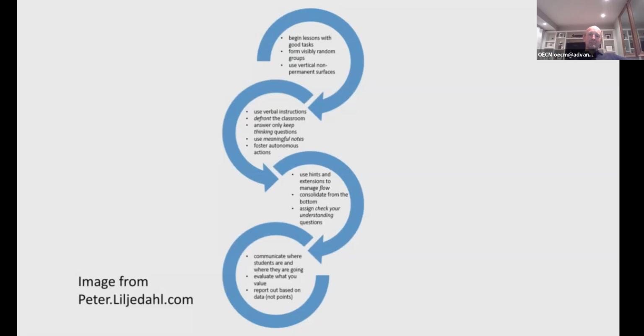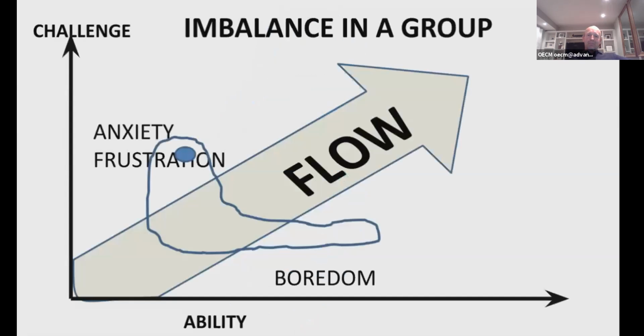So, that's the way it is. So let me talk about this situation. This is imbalance in a group. Imagine having a group where one kid's bored, one kid's anxious, and one kid's in flow. And I don't have the answer for this. I'm not saying I do, but I think you'll see this in your classroom, right? Even within a group, people are at different places in their flow. So this is something to think about. How do you handle these groups?